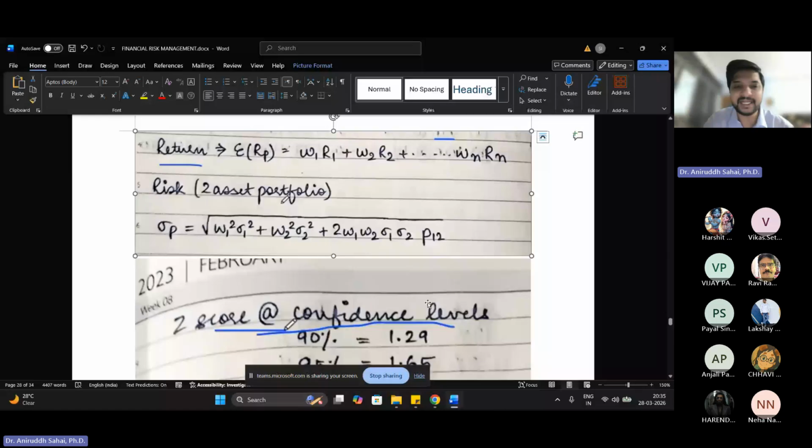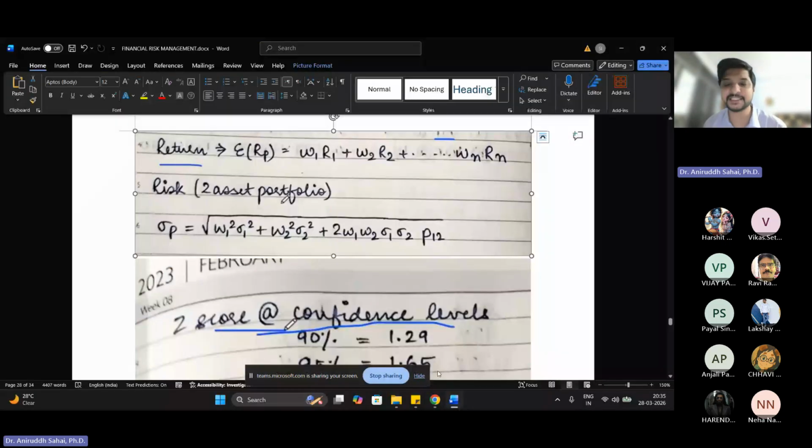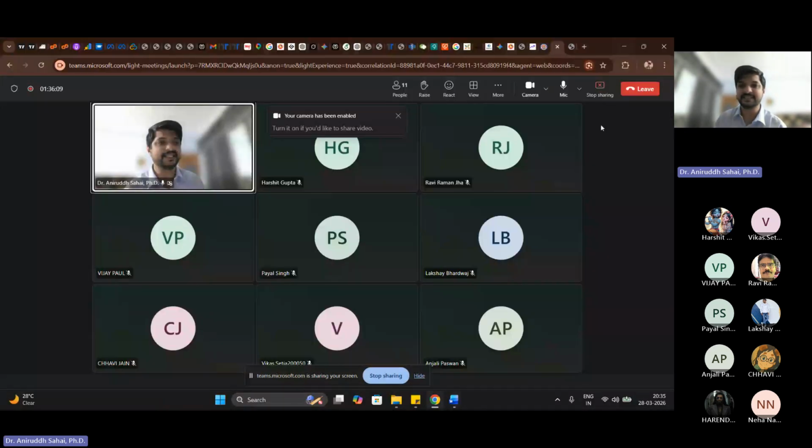We want to minimize the portfolio standard deviation. What should be the correlation coefficient between these two assets to minimize the overall portfolio risk? Should be +1, should be 0, should be -1. Just look at the equation and answer the question. Anyone can answer this? Harshit, कितना होना चाहिए?